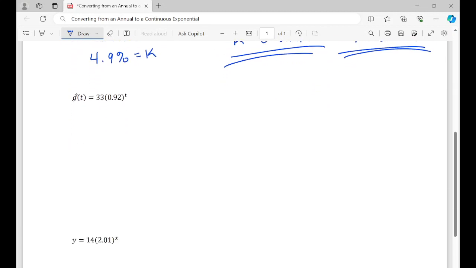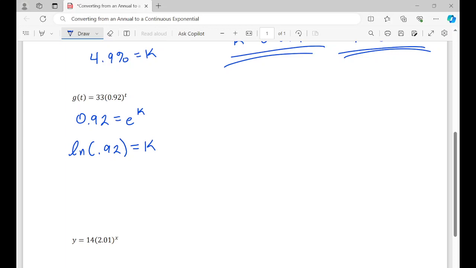Let's do it again for this one. g of t equals 33 times 0.92 raised to the t. Even though it's a t, it's okay. We're fine with that. t or x, it's all the same. So first things first, we are going to convert it. So again, I'm going to take my b value, 0.92, set it equal to e to the k, and then take the natural log of both sides. I'm going to end up having ln of 0.92 equals k.